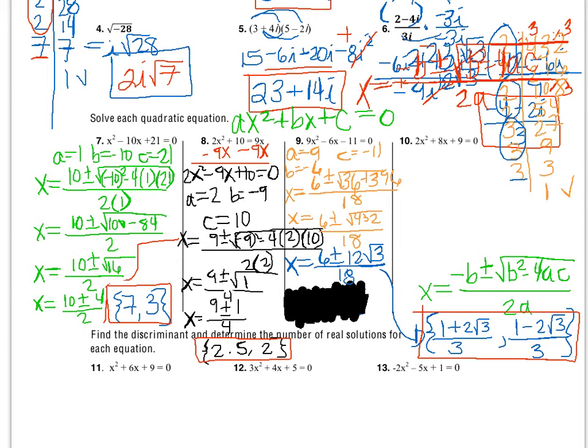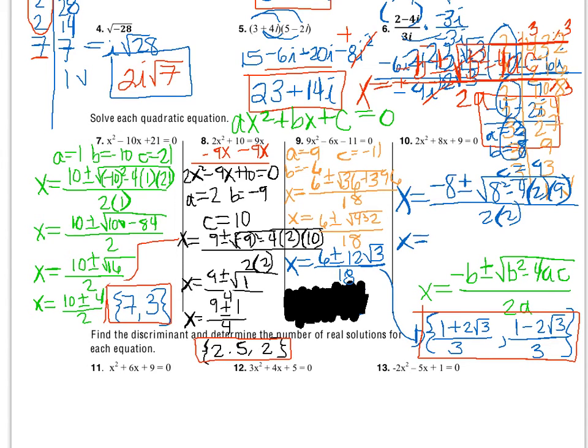Okay, so as you can see, I cleared up some room for number 10. So it's set equal to 0. It's in standard form. So I'm going to label my A, B, and C. So my A here is equal to 2. My B is equal to 8. And my C is equal to 9. So I have X is equal to the opposite of B, so negative 8, plus or minus the square root of B squared, so 8 squared, minus 4 times A times C. And this is all divided by 2 times A, which is 2.